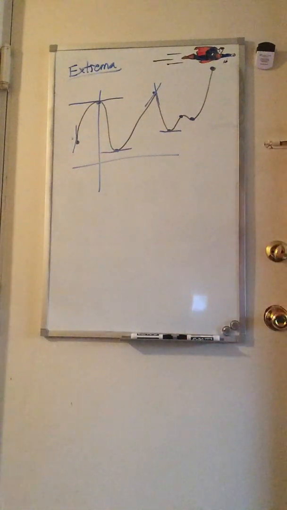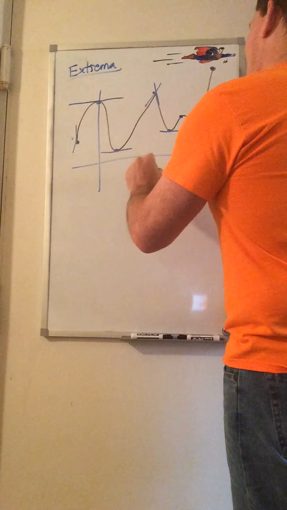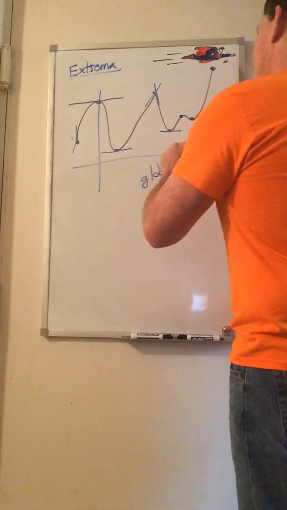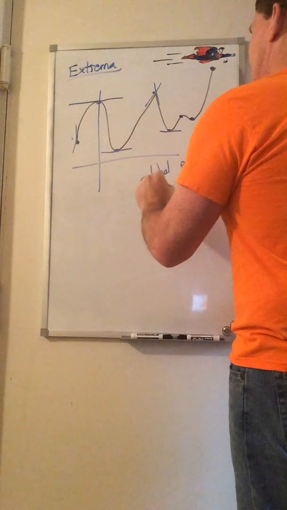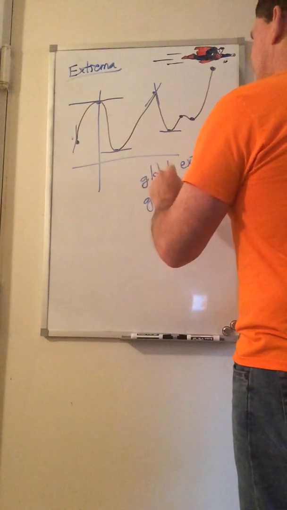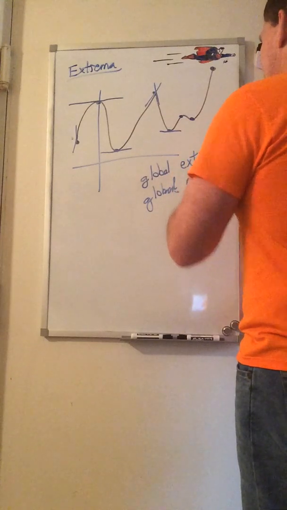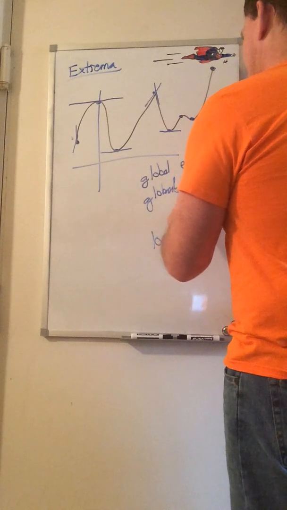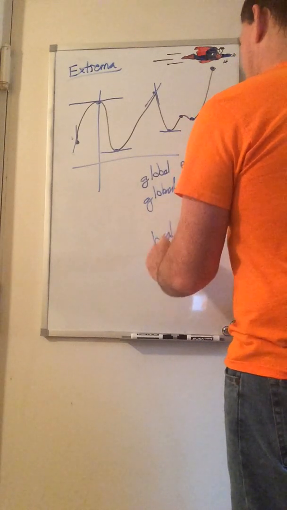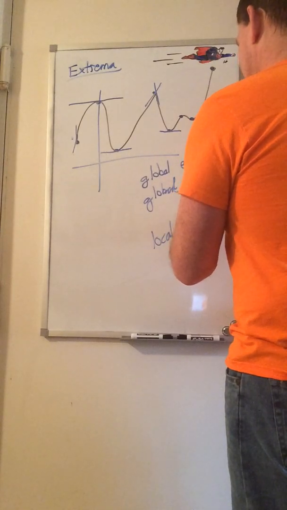But before we get there, a few definitions. First off, we can have what's called global extrema, or if you will, global maximums and minimums. Then you can have local extrema, or local maxes and mins.